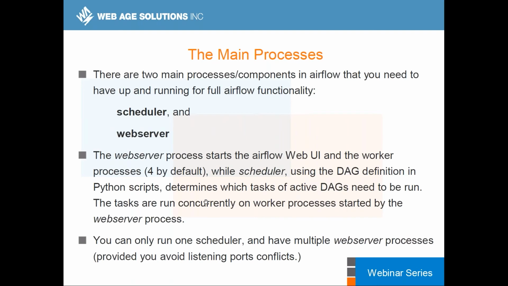So the main processes are two. That's how you start: the scheduler, and the web server. You can start them in this order, and that's the recommended one. If the scheduler is not up and running, the web server would notify you about that. By default, there are 4 worker processes. That's the pool, so that they can handle requests in parallel.